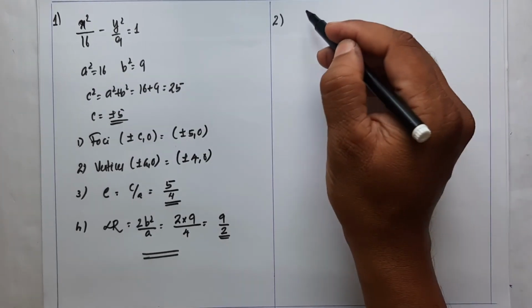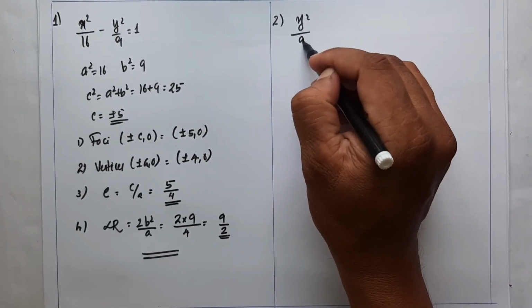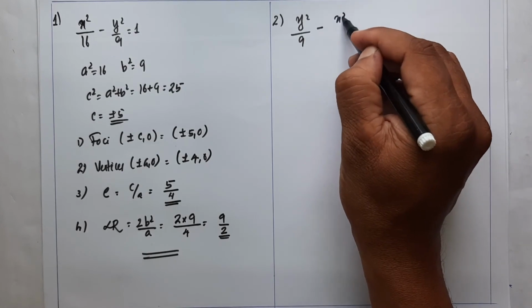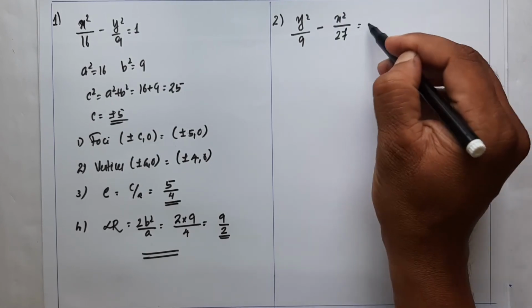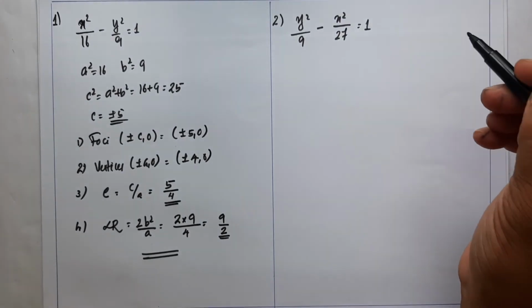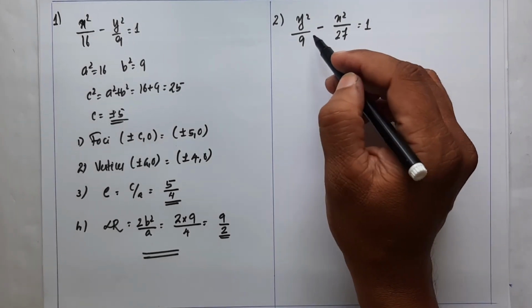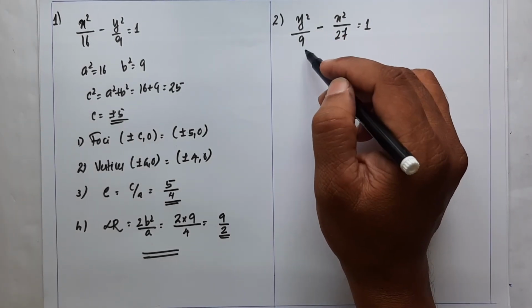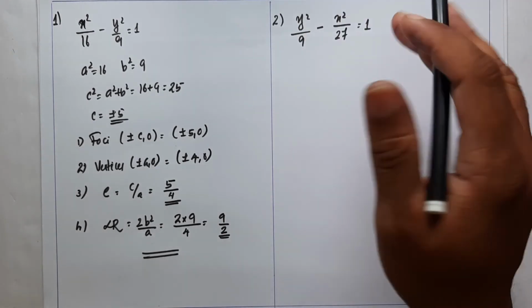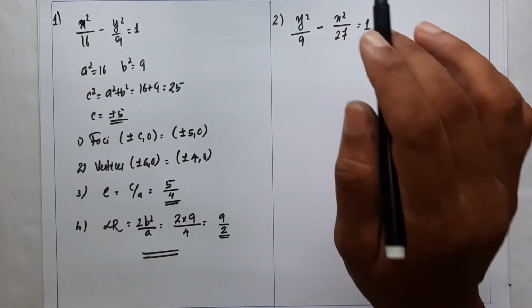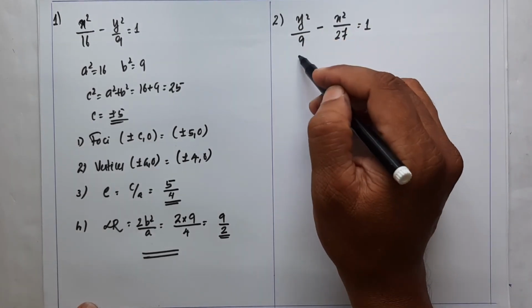Now let's discuss one more question. y square divided by 9 minus x square divided by 27 is equal to 1. Here a square comes under y square. Whether a is greater than b or less than b, we need not look at that. Only the first term will have a. Here a square is under the y term.